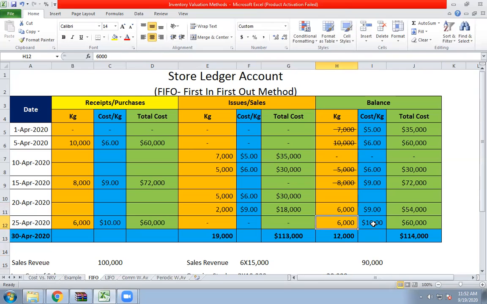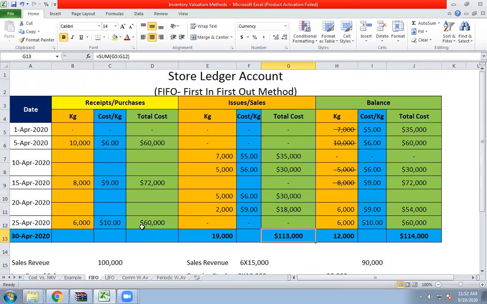So you can see I have calculated the value of closing inventory using the FIFO method, that is $114,000, and the value of issues. I have issued 19,000 kg. The value of this issue is $113,000. So I will add this, and this will become $113,000.